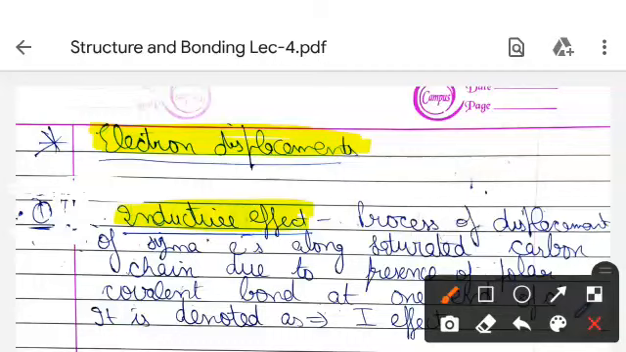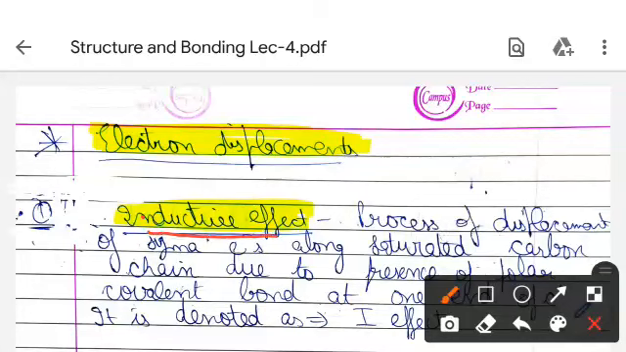Electron displacements means where displacement of electrons takes place, that is, movement of electrons takes place. In this category we have mainly four effects: inductive effect, resonance effect, hyperconjugation, and electromagnetic effect. There are four types of effects under electron displacements. First we will start with inductive effect.